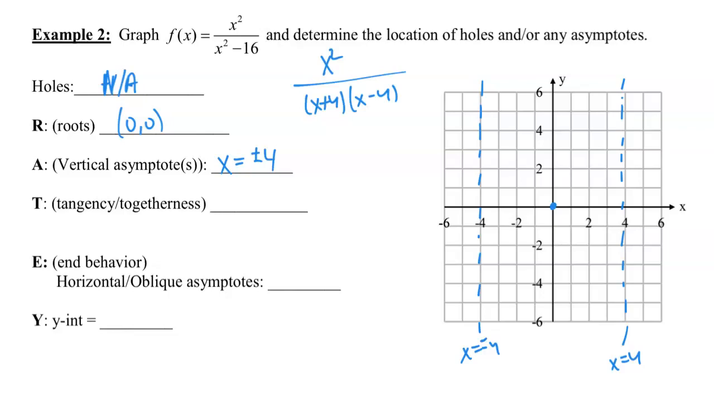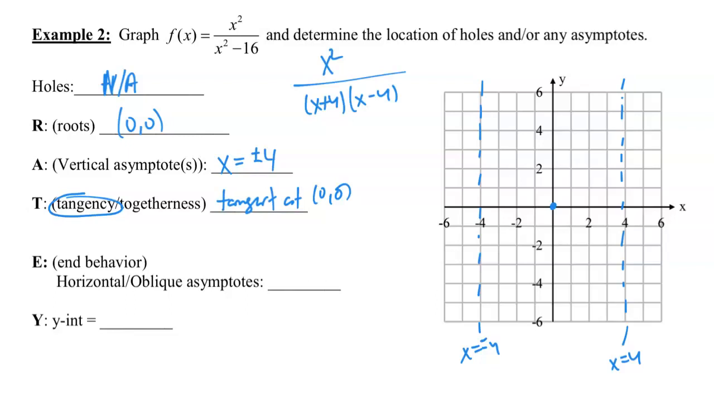Tangency and togetherness. So do I have any squared terms in the factored version? The answer this time is yes. We are going to have tangency at the root because I see that there is a square in the numerator right here. So we are going to be tangent at the root 0, 0. So what that means is that the graph is going to bounce back either down or up, depending on how it started, off of that x-intercept. You're not actually going to cross through the x-axis at your root.